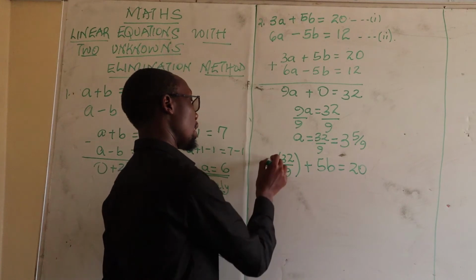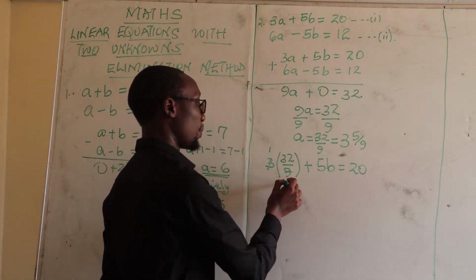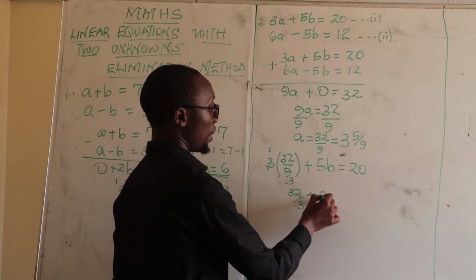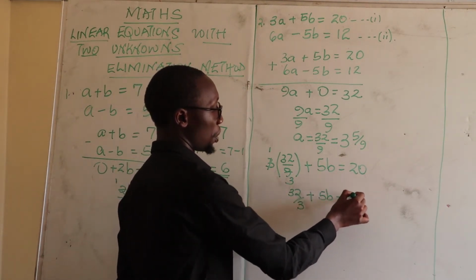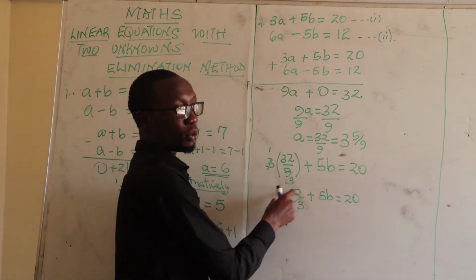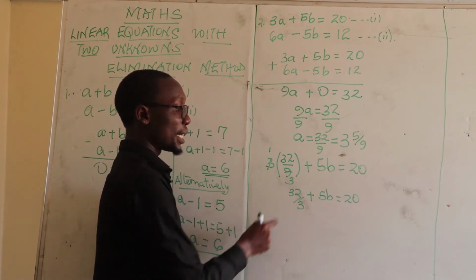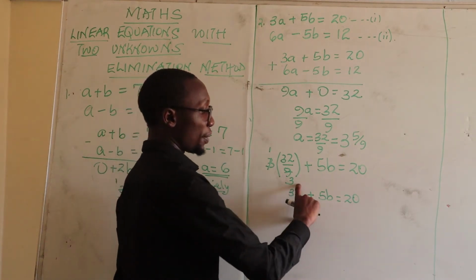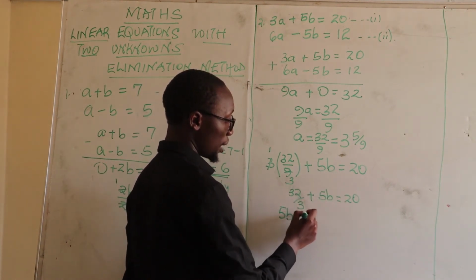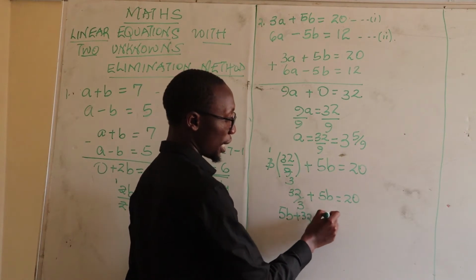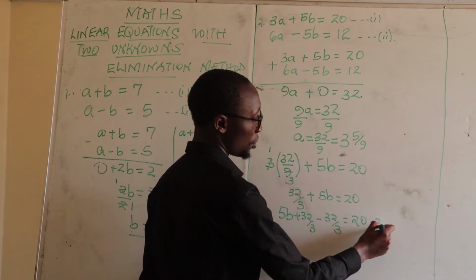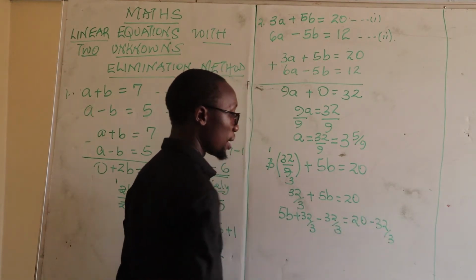And so in this case, by 3 1, we are going to have by 3 3, and so 32 all over 3, and then plus 5b will be equals to 20. So to get the value of 5b, since 32 over 3 is a constant which has been added on this side, to take it away, we take it away on both sides. So we shall have 5b plus 32 all over 3, take away 32 all over 3, and whatever you've done to the left-hand side, you also do it to the right-hand side.